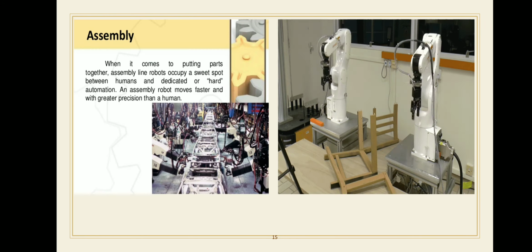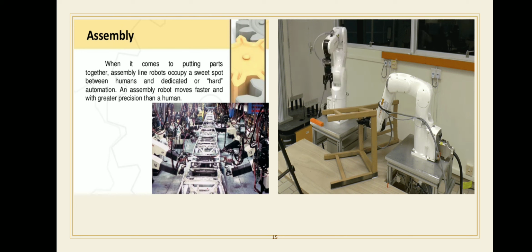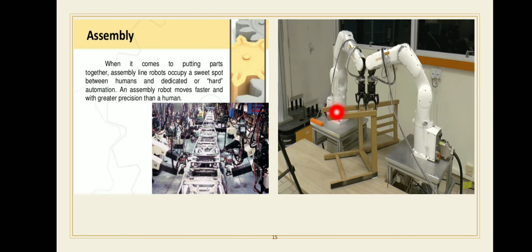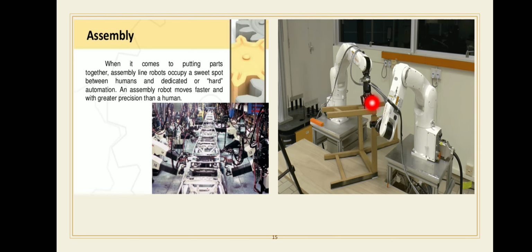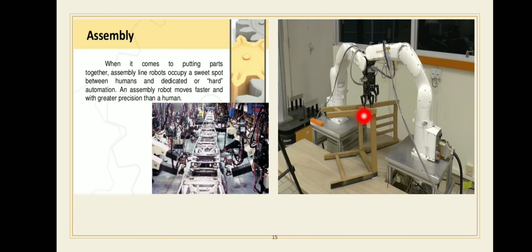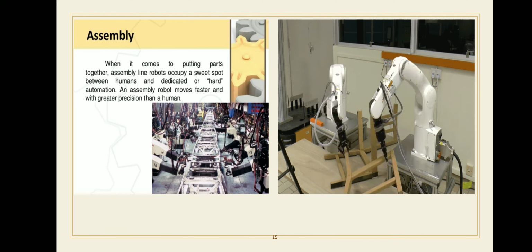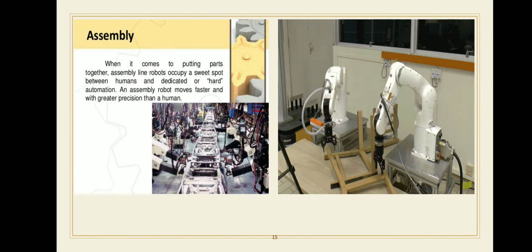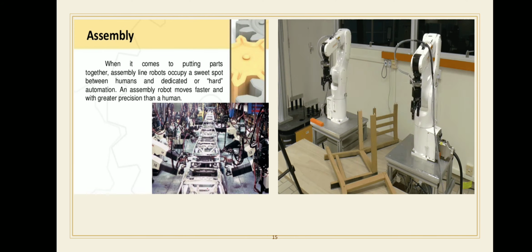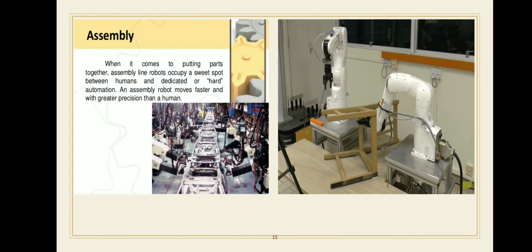And this video or animation shows exactly the assembly task of a robot, where you can easily perform the assembly operation of a chair or the assembly of different detail parts by using an industrial robot.